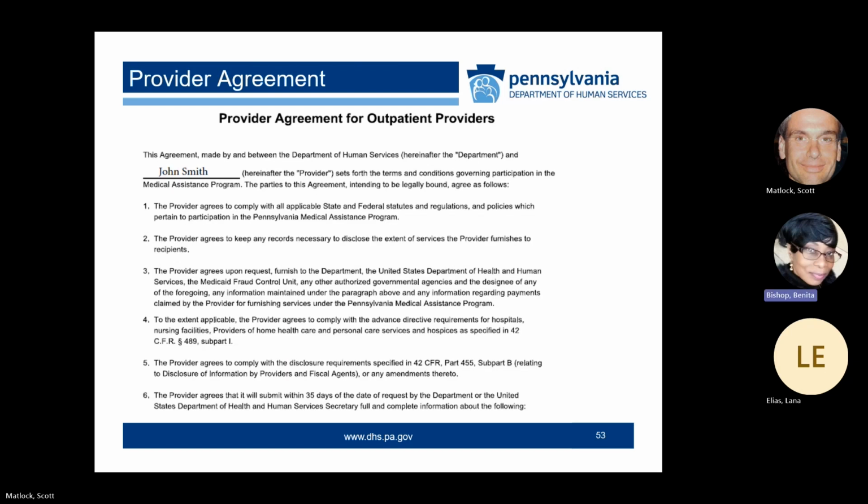And here we have the provider agreement for outpatient providers. This is a legal document between Medicaid and the provider. And as you see here, this is John Smith, which is the provider being enrolled. This agreement states that all information entered on the application is correct to the best of your knowledge, and that if the Medicaid or any state agency requires you to submit documentation, you must submit it upon request.